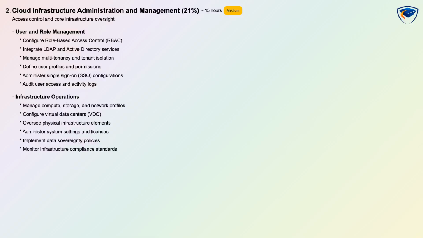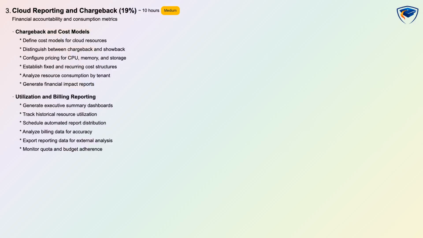Cloud infrastructure administration and management is 21% and covers access control and core infrastructure oversight. Difficulty is medium with about 15 hours of study and conceptual plus scenario-based assessment methods. Expect to configure role-based access control (RBAC), integrate LDAP and Active Directory, manage multi-tenancy and tenant isolation, and define user profiles and permissions including single sign-on and auditing. You will also manage compute, storage, and network profiles, configure virtual data centers, oversee physical infrastructure elements, and implement data sovereignty and compliance controls.